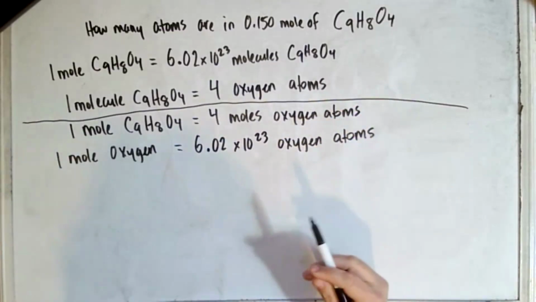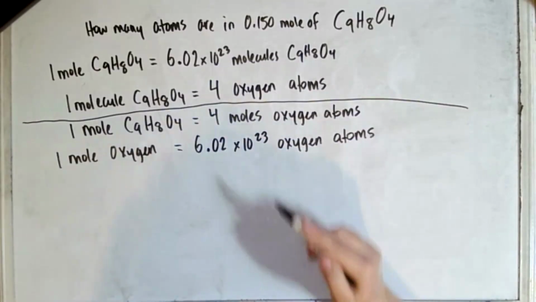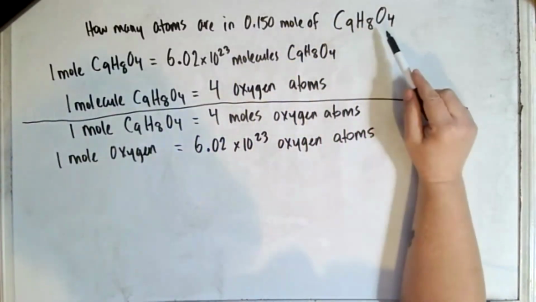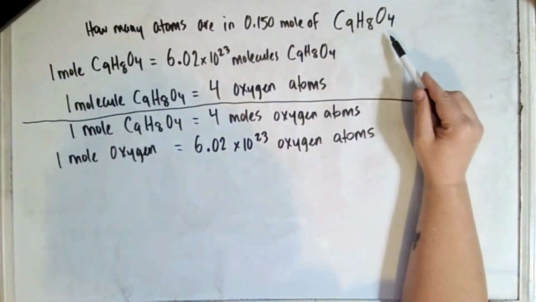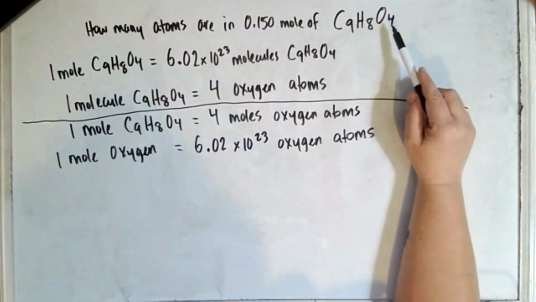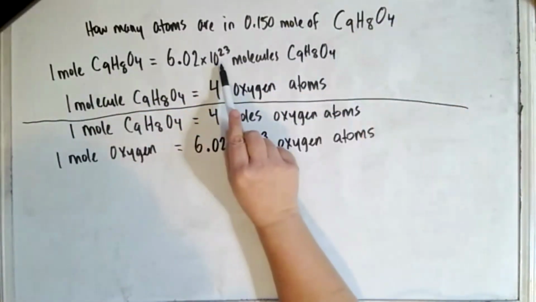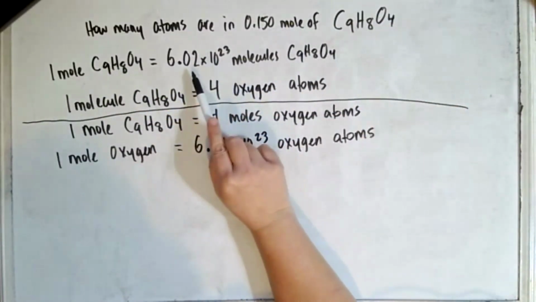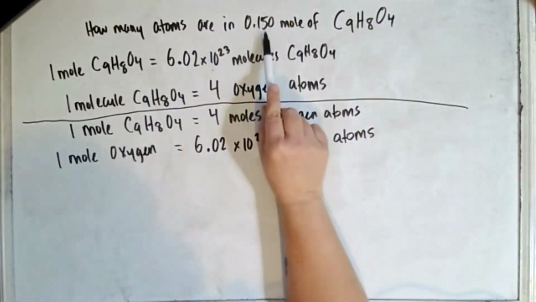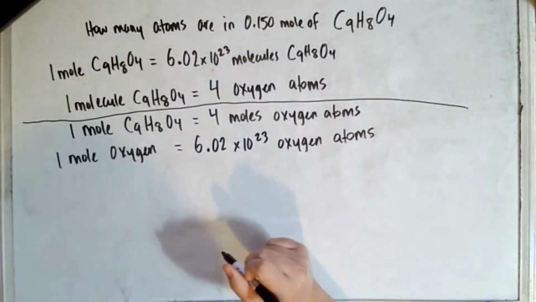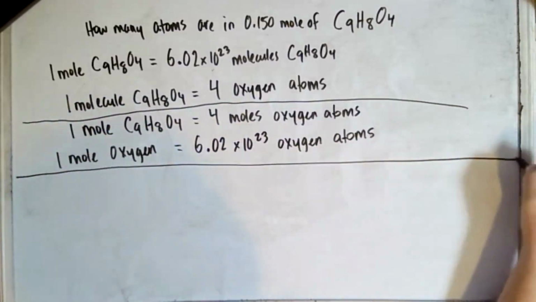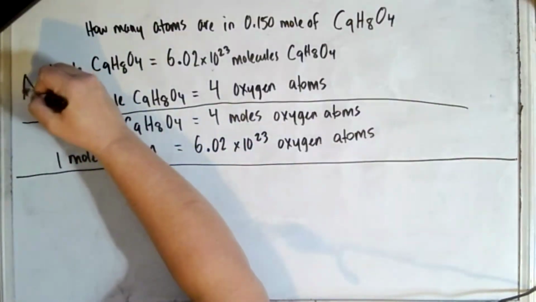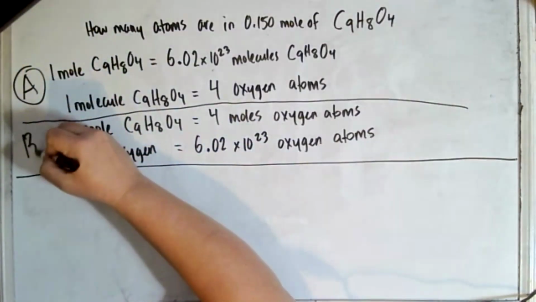When you're looking at this question and you're starting out with 0.150 moles of aspirin, the first thing that you can do is figure out using Avogadro's number how many molecules of aspirin are in 0.150 moles. That would be a valid first step. So I'm going to draw a line under here and we're going to solve this out. This is going to be solution A. This is going to be solution B.